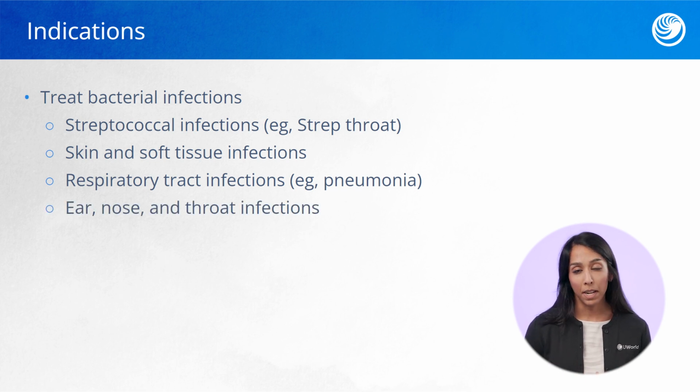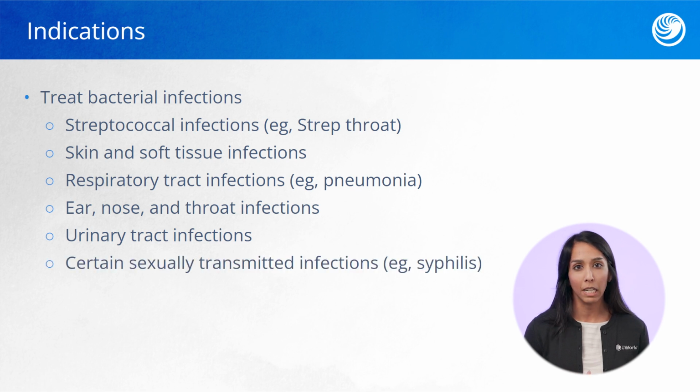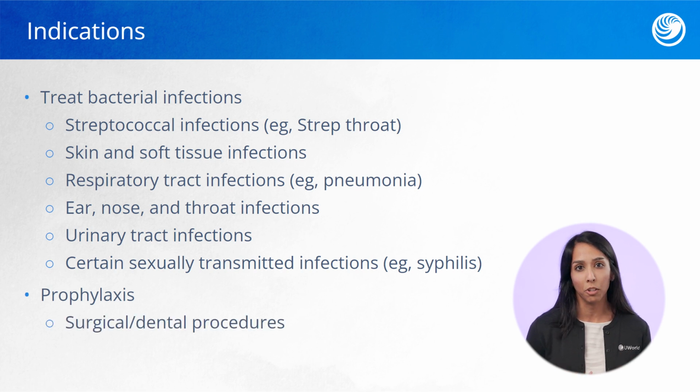Some specific penicillins will also cover a wide range of gram-negative bacteria, including E. coli and Klebsiella, which allows them to be useful for treatment of urinary tract infections. Penicillin is also the drug of choice for treatment of syphilis, which is a sexually transmitted infection. And finally, penicillins are often used for prophylaxis in some clients prior to surgical or dental procedures, given their coverage of the common bugs that are found in the skin and in the mouth.